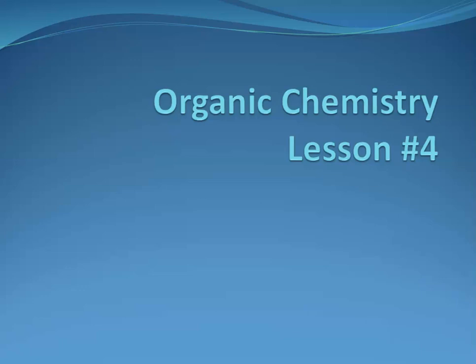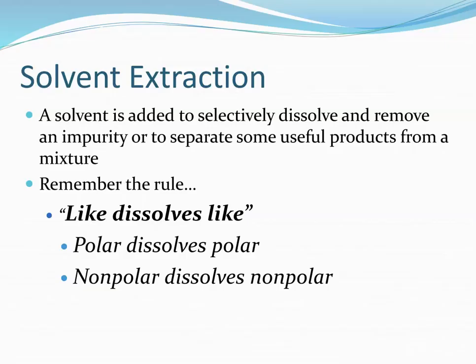Today's lesson describes more methods that are used to refine fossil fuels and how bitumen is extracted from Alberta's oil sands. Solvent extraction is a method that is used to remove impurities from a mixture. Polarity is used to remove the impurities, so depending on what is being removed, polar or non-polar substances will be used.